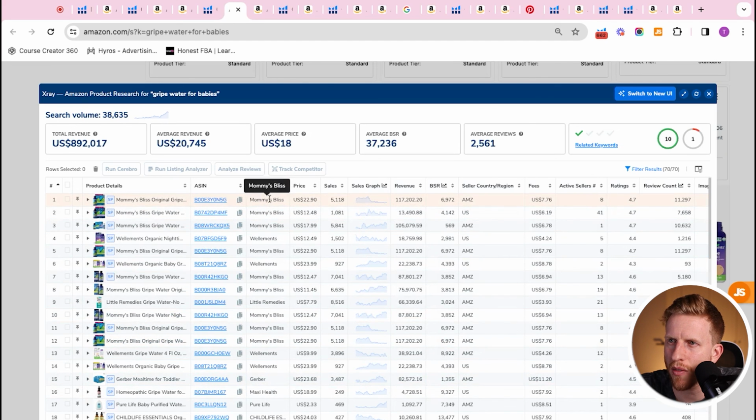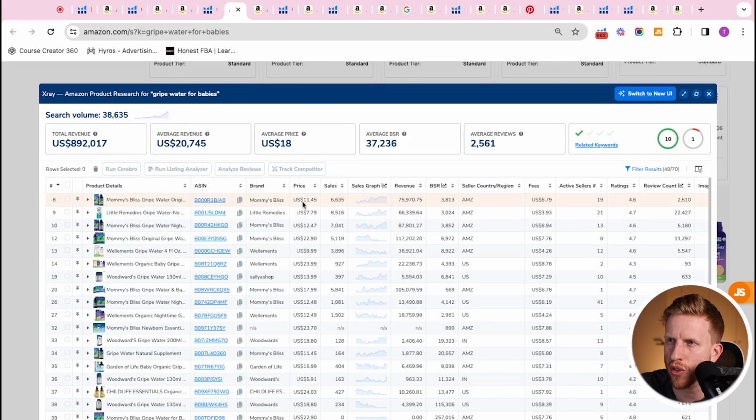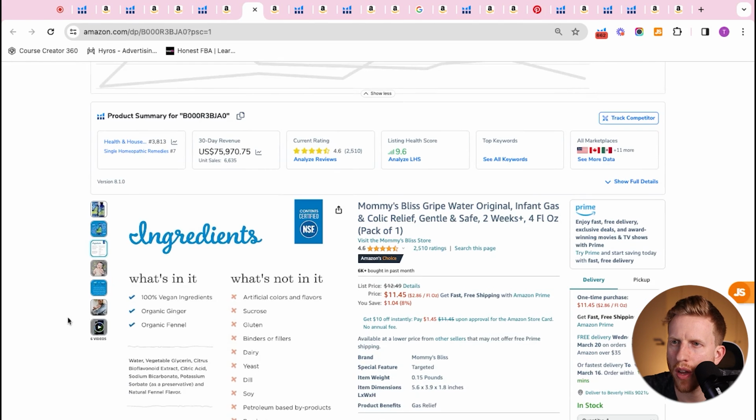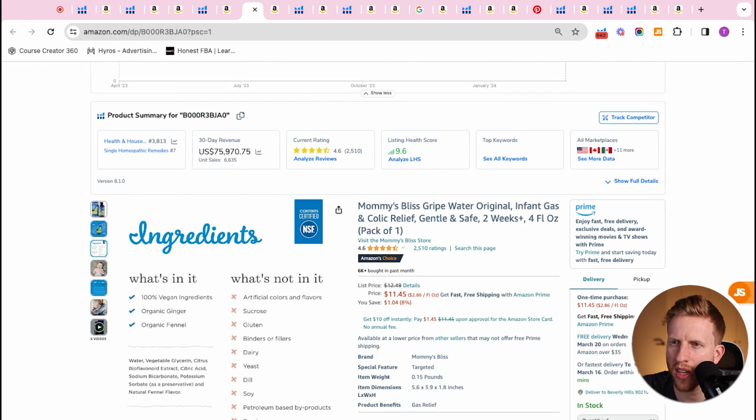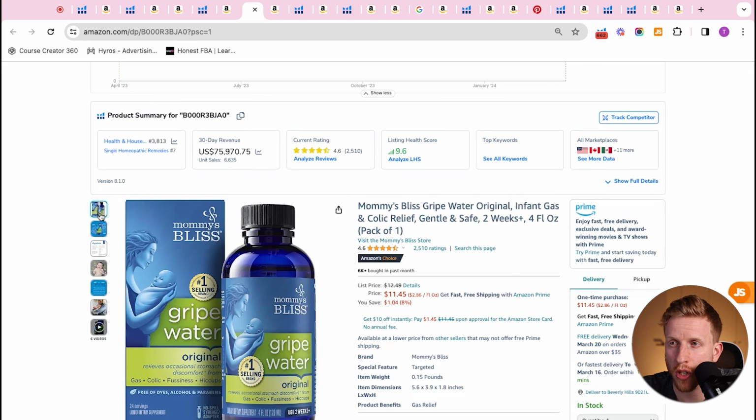Look how many listings they've got. 1, 2, 3, 4, 5, 6, 7, 8, 9. That is wild. I mean, it's sold by Amazon, this one. So it's an Amazon first-party product. So it's going to be very difficult to compete with. But just for educational sake, right? Look, what's in it? 100% vegan. It's organic ginger, organic fennel, and then it's water. So you could definitely find a company that would be able to produce this for you. And it would be an uphill battle against a brand this big, for sure.